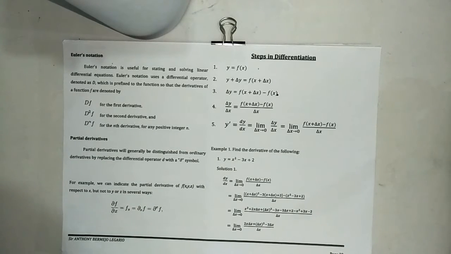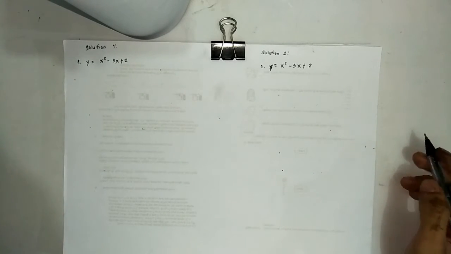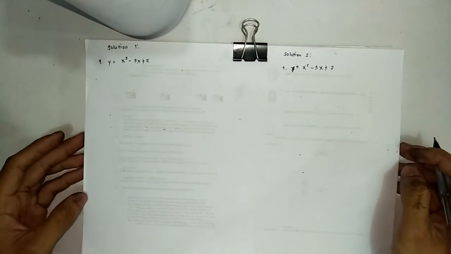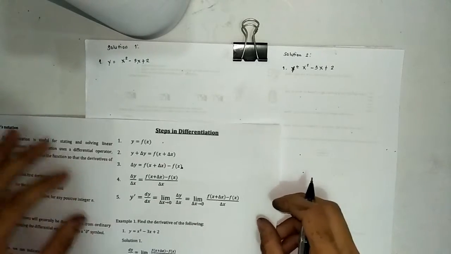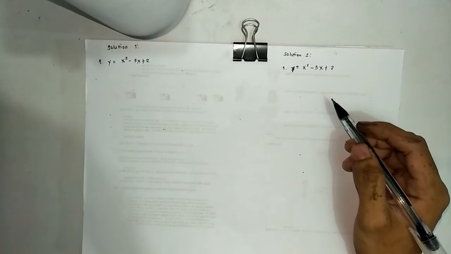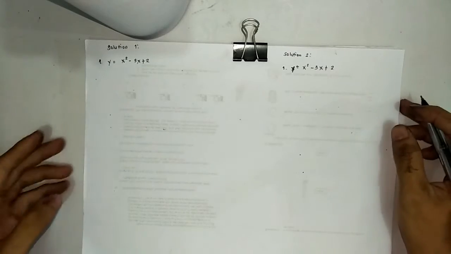Okay, so we have two solutions on how to differentiate a function. So, let us have example number 1. What we are going to do is to use the first solution on how to solve the function. So, first step. Hindi muna natin gagamitin yung 5-step. Ang 5-step na yan, gagamitin natin sa solution number 2. In solution number 1, ito yung shortcut na gagamitin natin on how to differentiate the function.